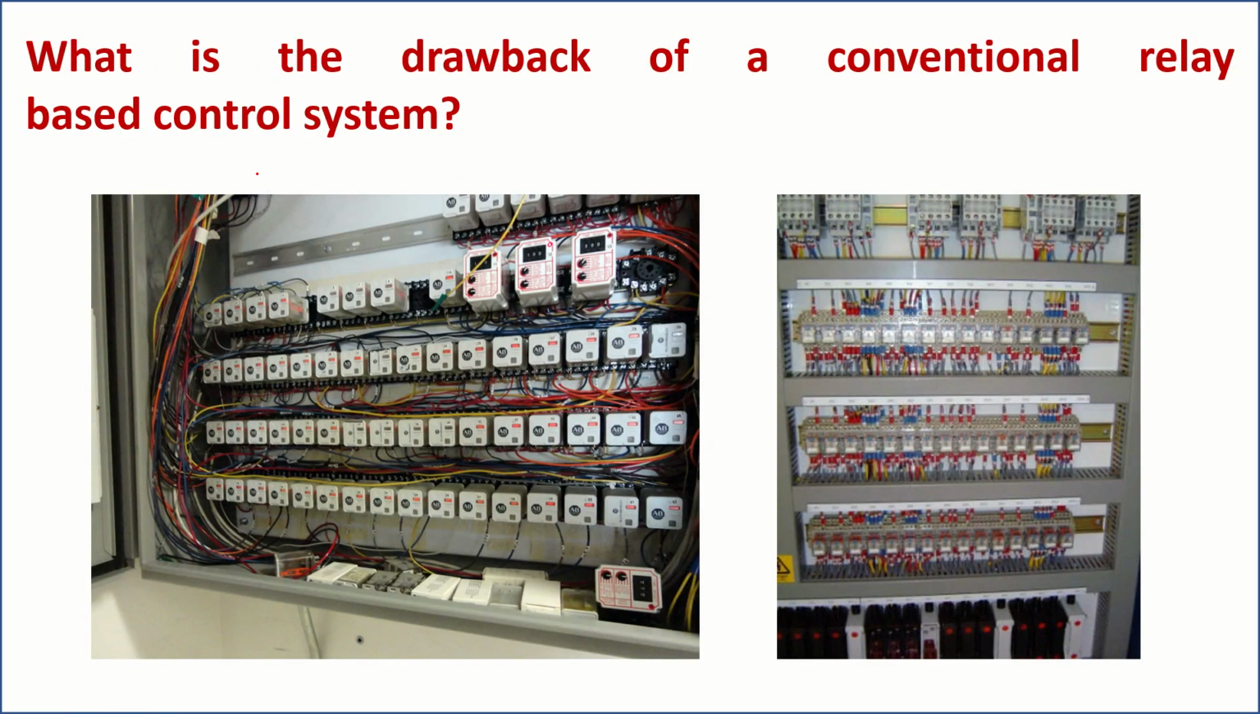Now you can see that this is the basic drawback of a conventional relay based control system. You can see that this is the control panel of a relay based system. These are all relays. You can see that these are very heavy duty relays of Allen Bradley. This is maybe a picture of a quite old version control panel, where you can see the several relays working over here. All the relays are connected through the wires, and you can see how cumbersome the circuit is.